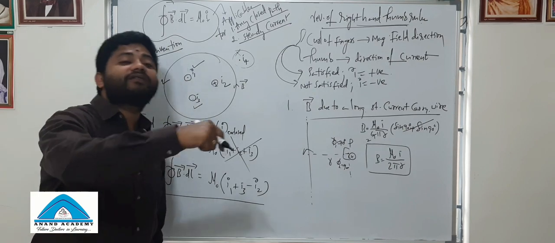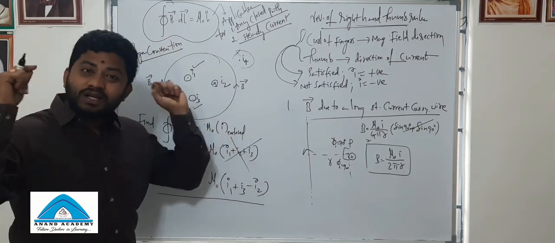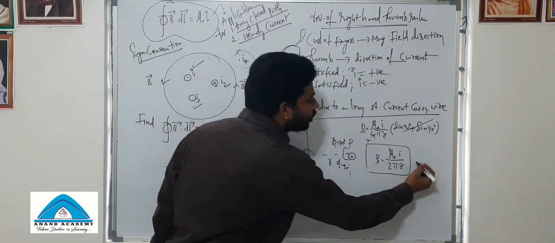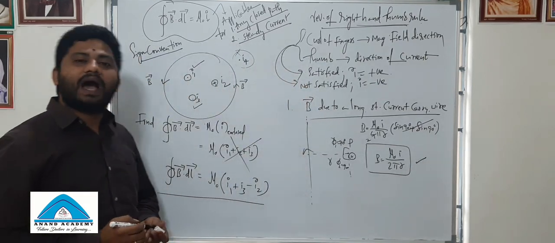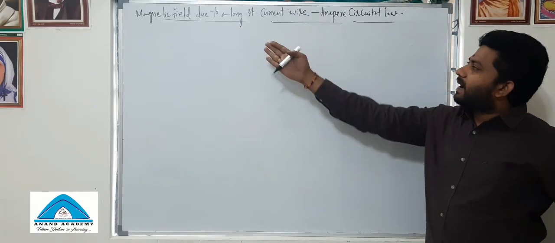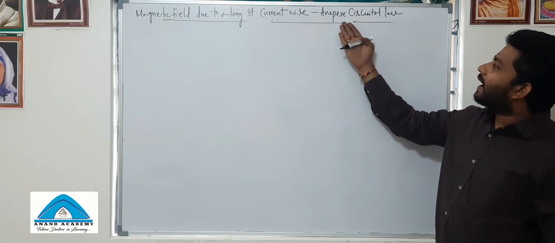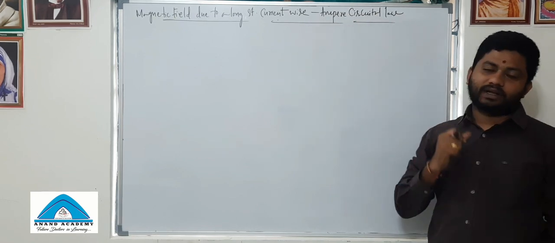The same thing we will be deriving by using Ampere circuital law also. Just keep this equation in your mind, mu naught I by 2 pi r. Let's see the topic called magnetic field due to a long straight current carrying wire by using Ampere circuital law.